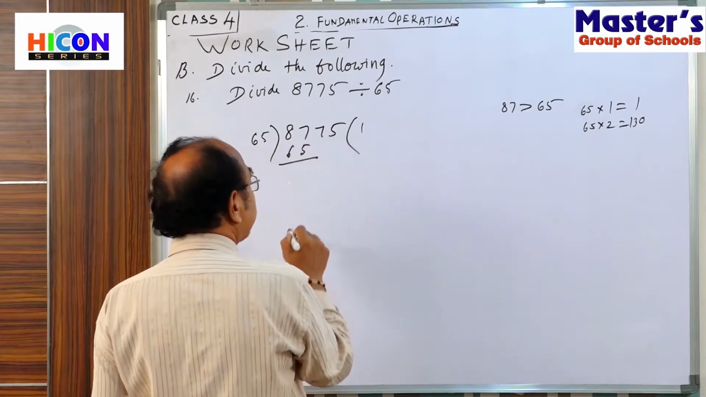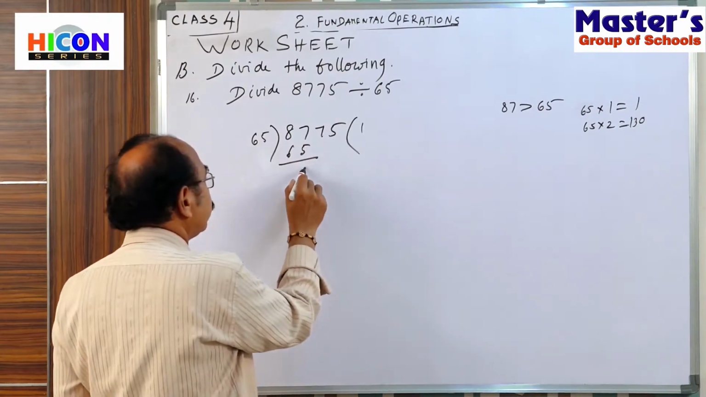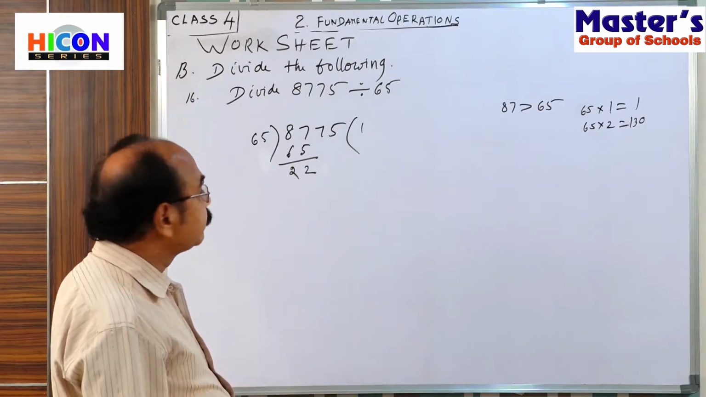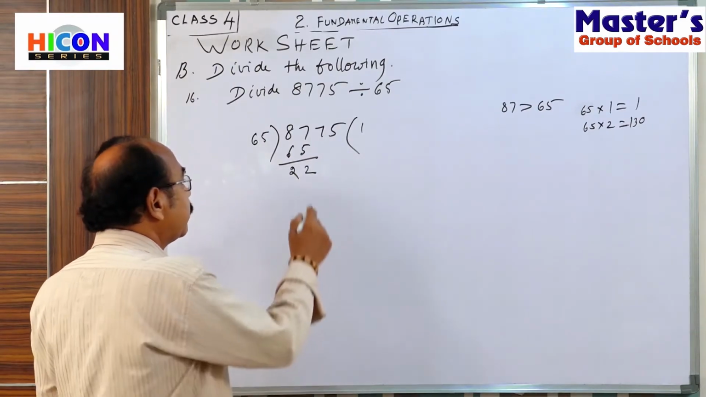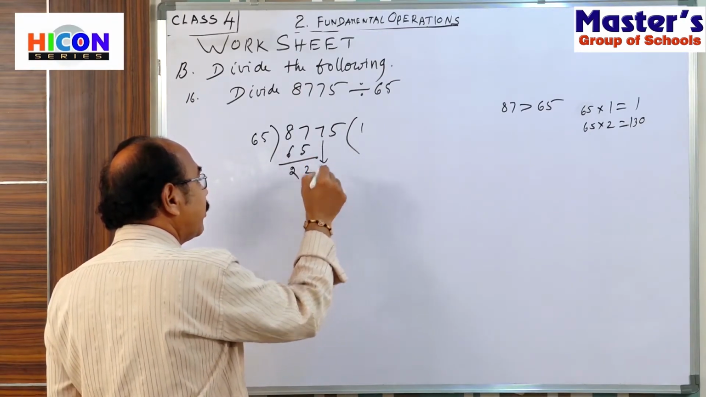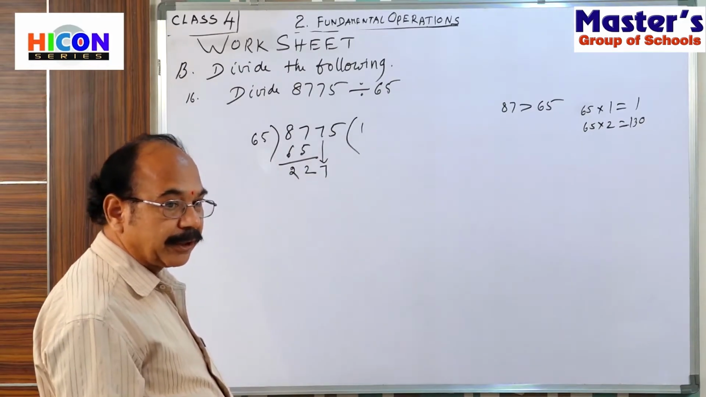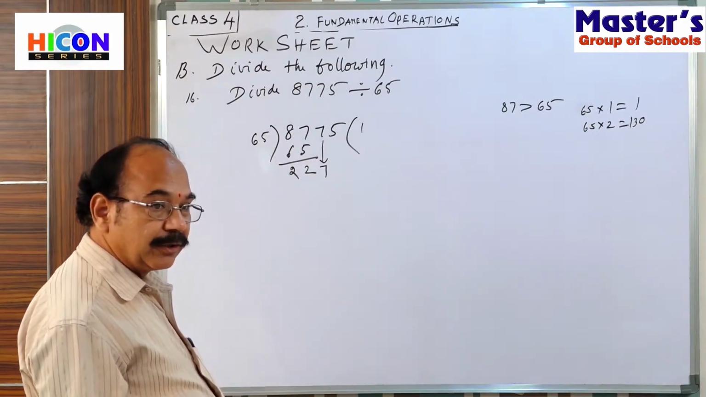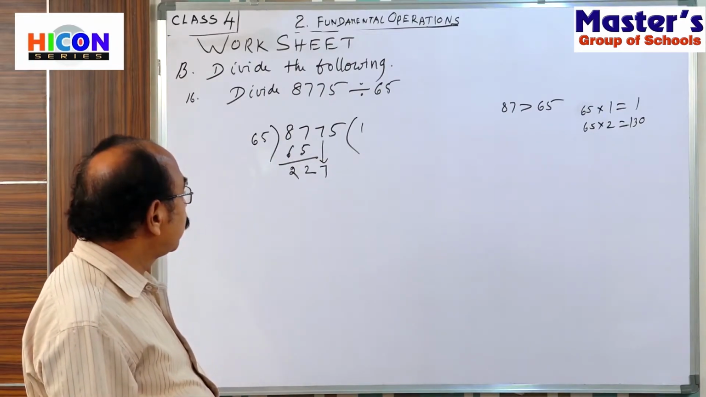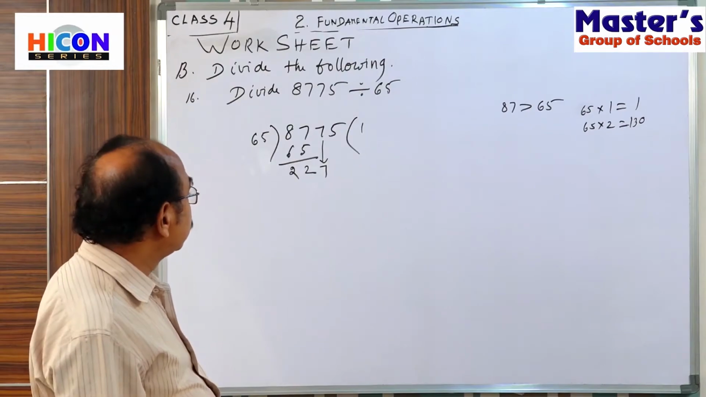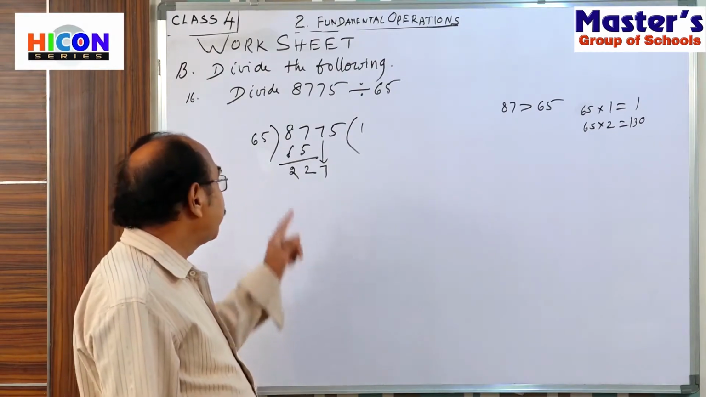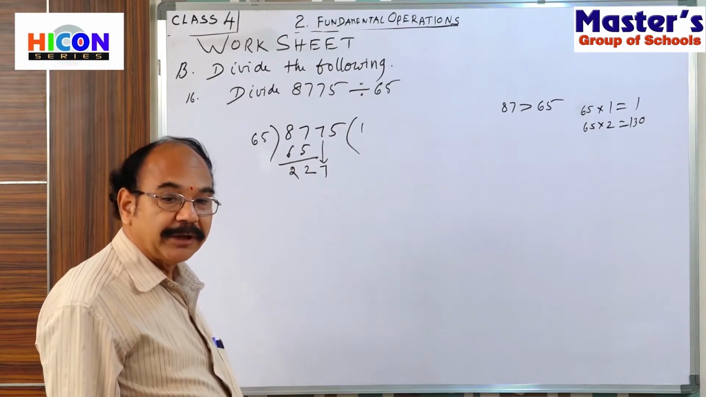Okay, children. Now subtract 87 minus 65, 22. Now bring down the next digit. So we bring down 7 to get the next digit. So what is the number now? 227 is the new dividend now.